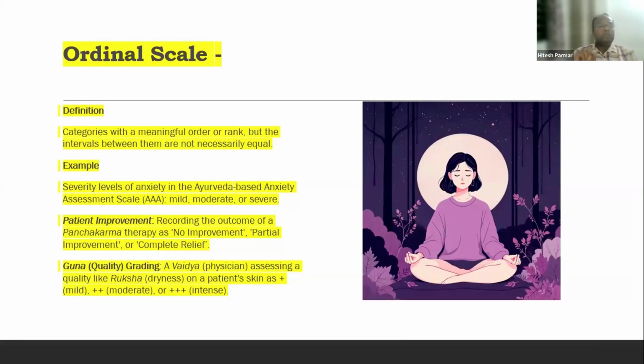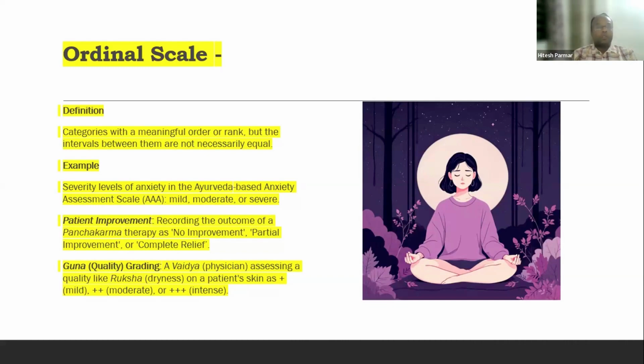For example, you are categorizing the severity level of anxiety. There is a scale of anxiety, and based on that scale you are categorizing the anxiety as mild, moderate, or severe. Severe is higher, moderate is medium, and mild is the lower case. Now suppose you provide numbers 1, 2, and 3 based on the severity. Then 3 is higher than 2, and 2 is higher than 1.